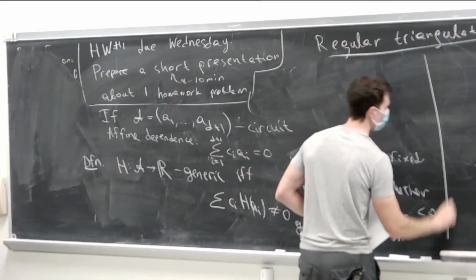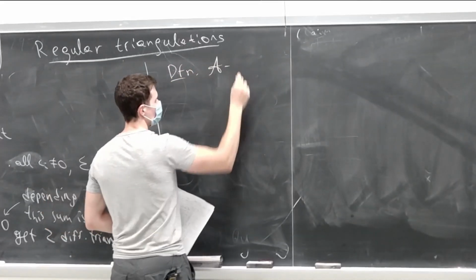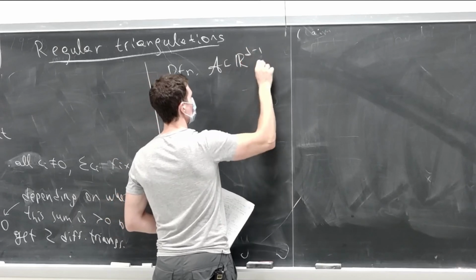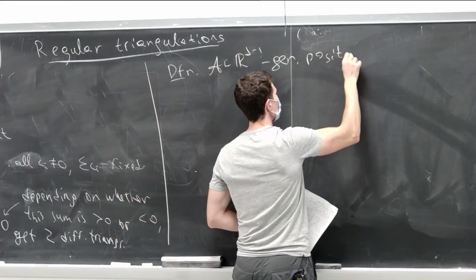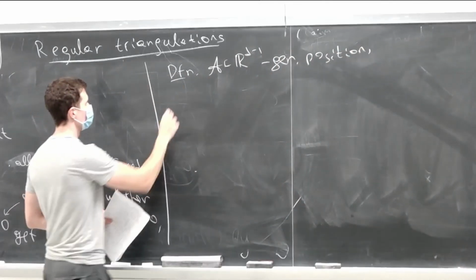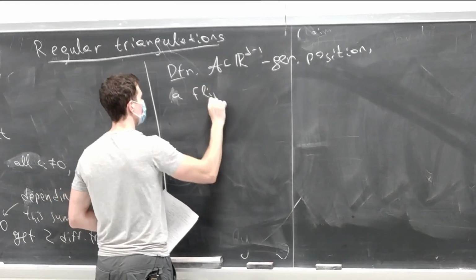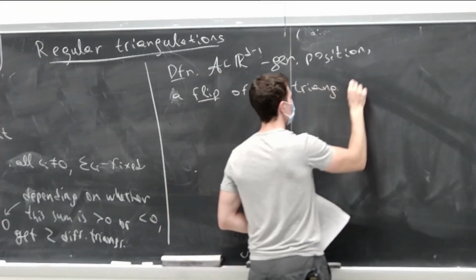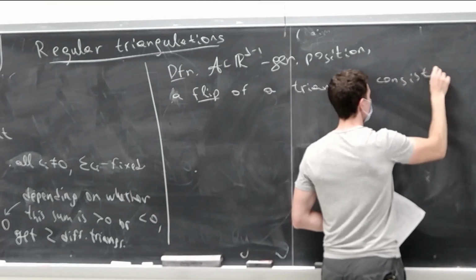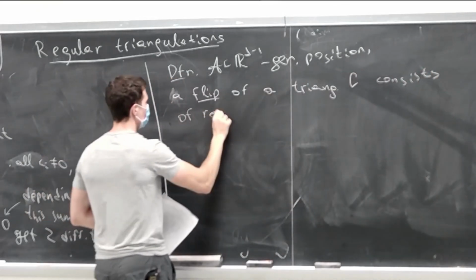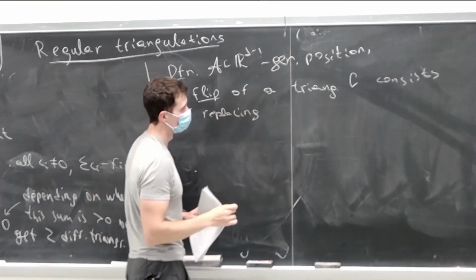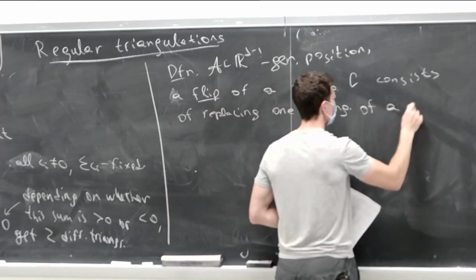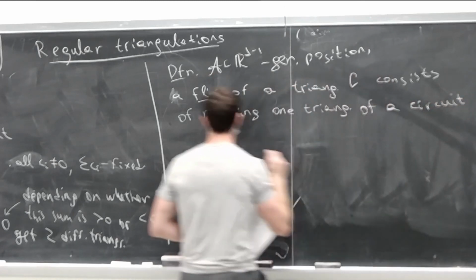Now, the definition in general is that if A is an arbitrary point configuration satisfying those conditions, in R to the d minus 1 in general position, then a flip of a triangulation consists of replacing one triangulation of a circuit with the other one.